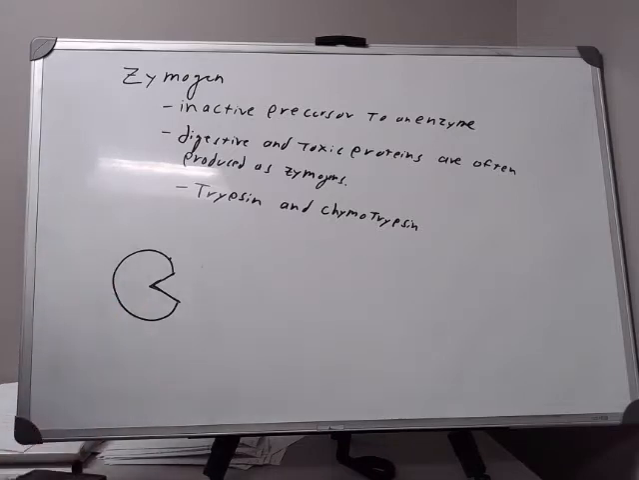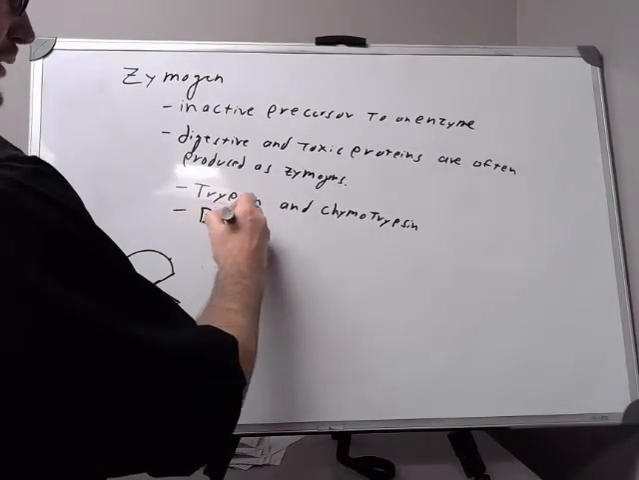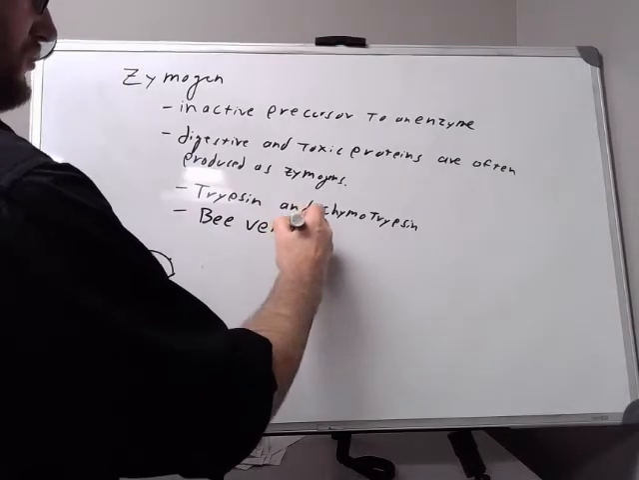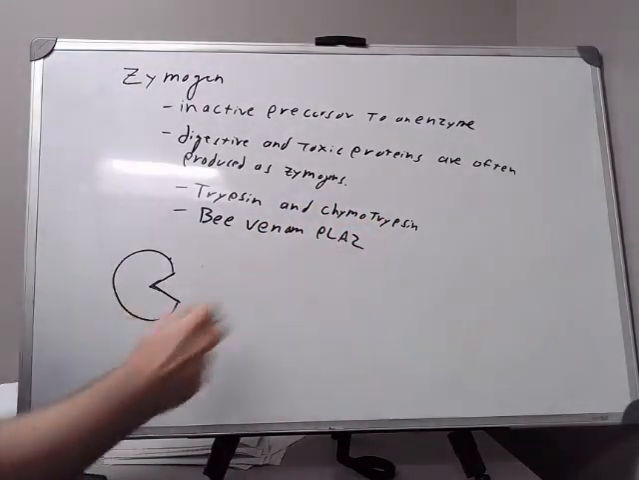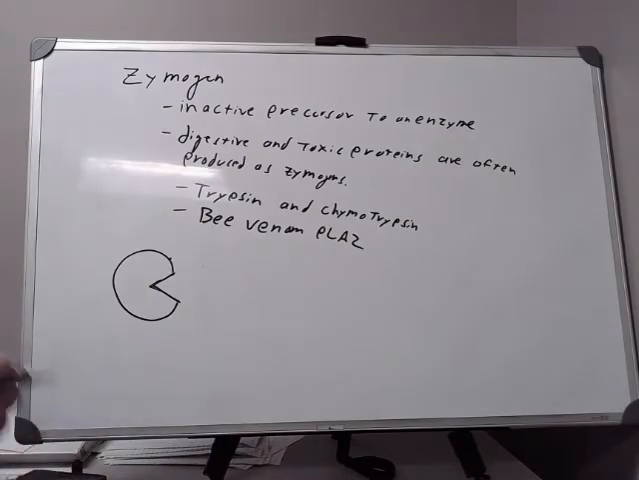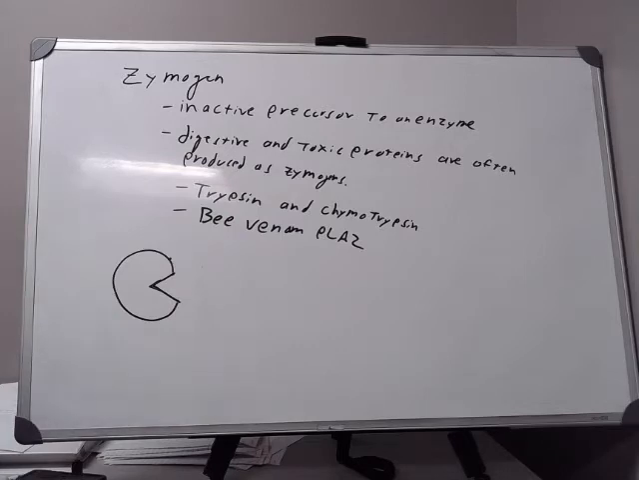Another example is toxic proteins, like bee venom proteins. Bee venom phospholipase A2 is one that I worked with as a graduate student. And PLA2, it cuts up phospholipids, and it can actually drill holes in cellular membranes. And it can kill cells that way. That's part of what makes bee stings painful.